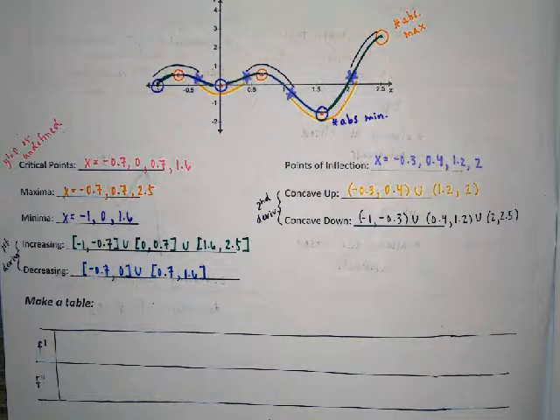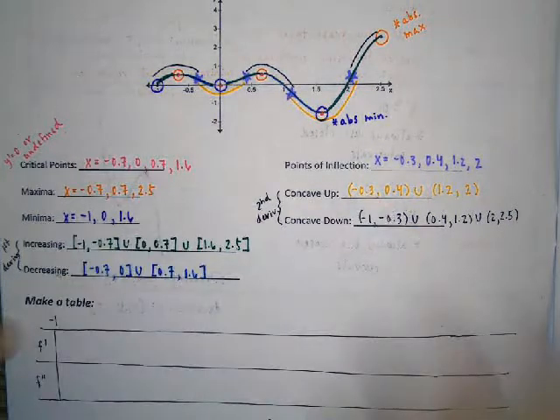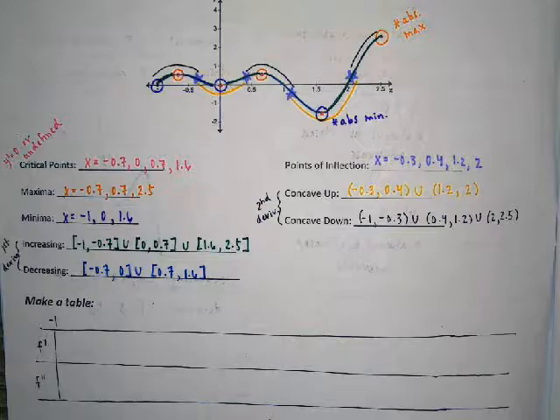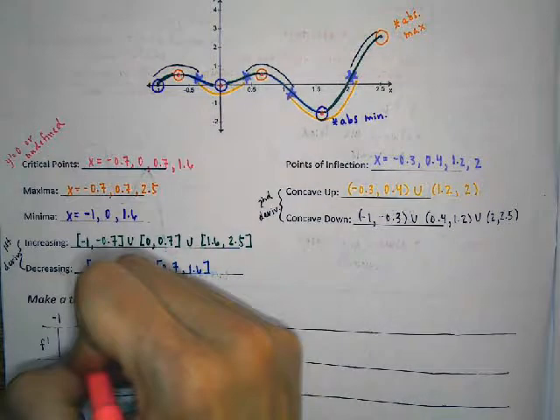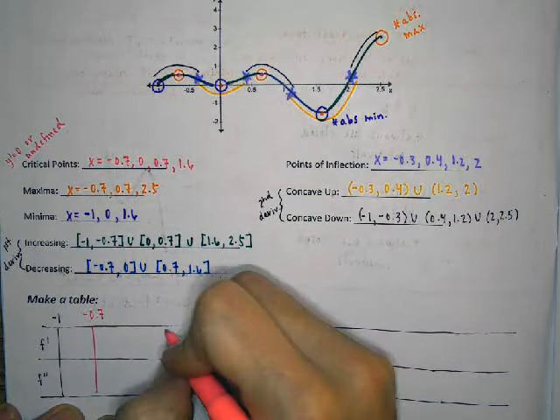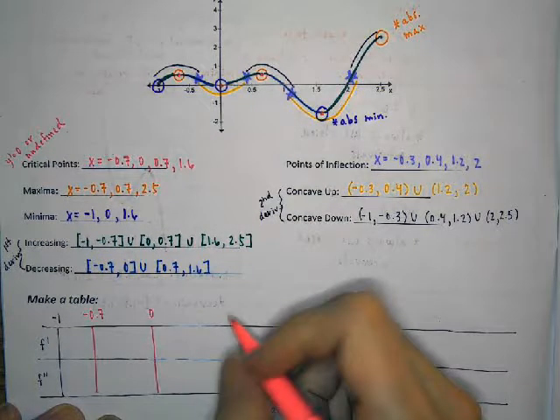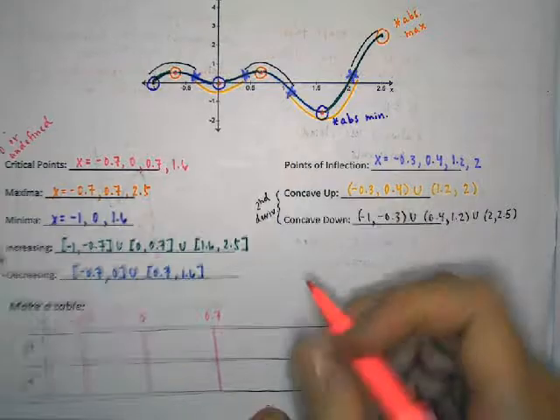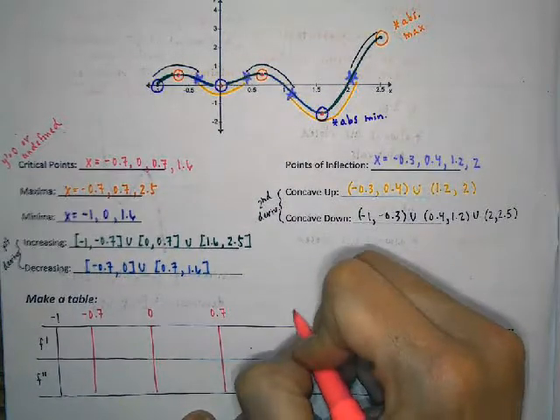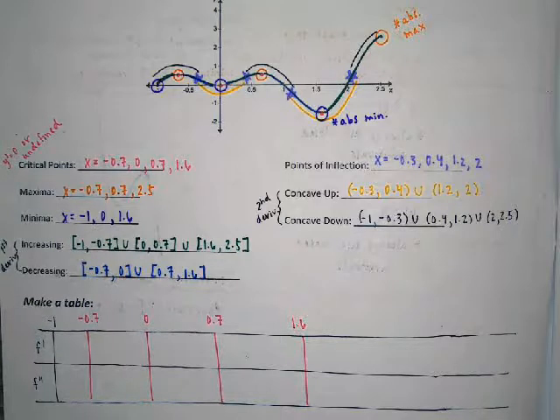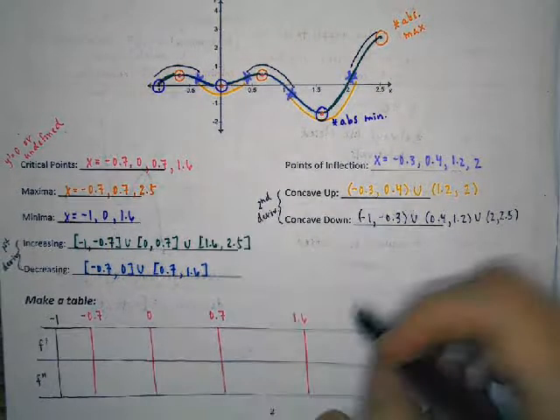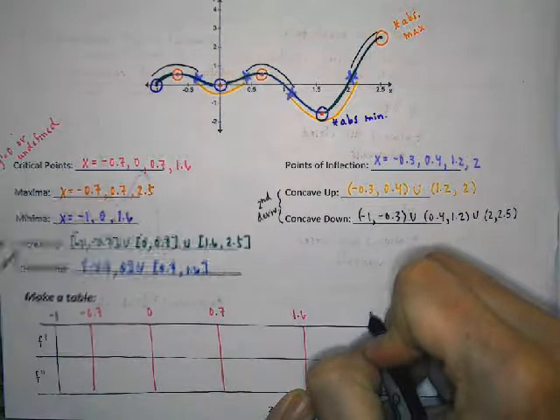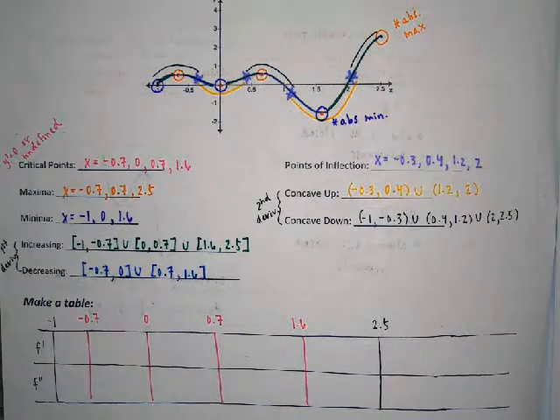The first thing that I'm going to put on my table, I know my endpoint is negative 1, so that's going to be my endpoint here. And then I'm going to list my critical points. So I'm going to stay and I'm going to keep those in pink. So I'm going to have negative 0.7. I have one at 0. I have one at 0.7. And I probably should have spread this out, but that's okay. 1.6. And then I know my endpoint is at 2.5. So we'll put that on here. So those are my critical points.